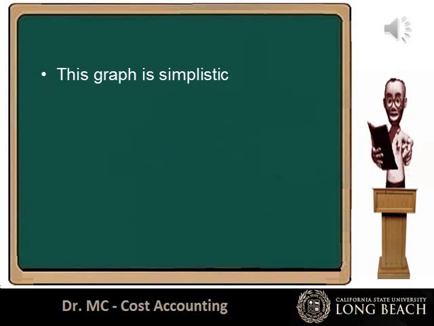The graph that we saw is too simplistic. In reality, our manufacturing operation has capacity limits. At some point we will not be able to make any more units efficiently. At that point, we will need to expand our manufacturing operation. For example, we may need to rent another factory location.